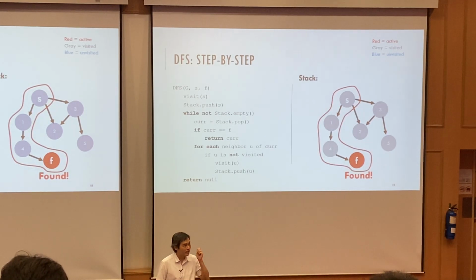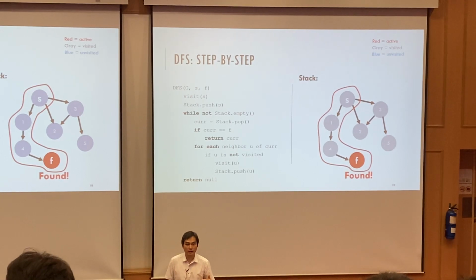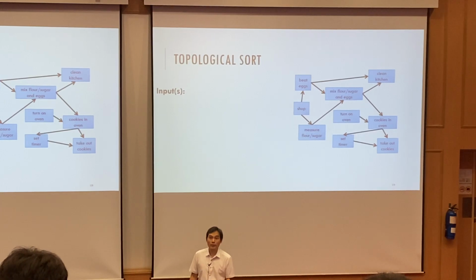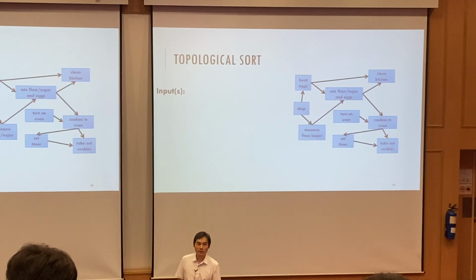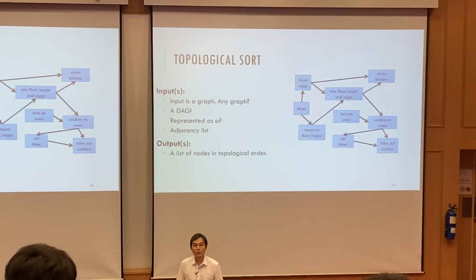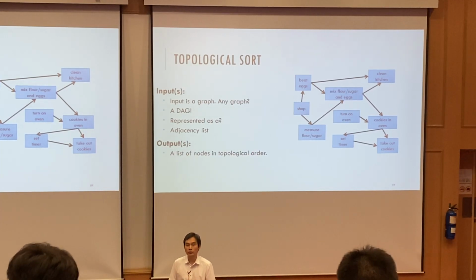Okay? And this results in this kind of behavior rather than breadth first search. Then we used breadth first search techniques to solve topological sorting, right? We addressed topological sorting, where the input is simple, it's just a DAG, where we assume it was represented as an adjacency list, and the output was just the list of nodes in topological order.